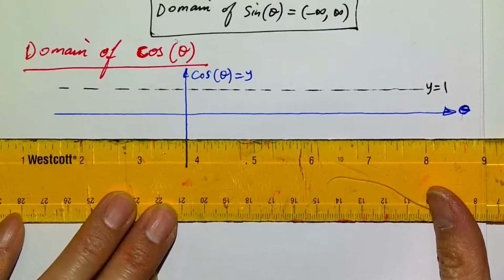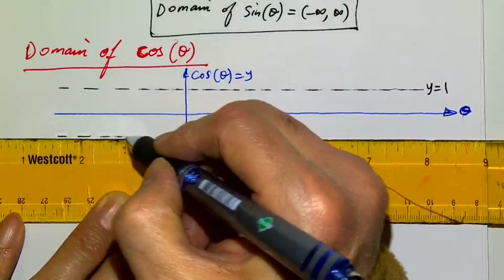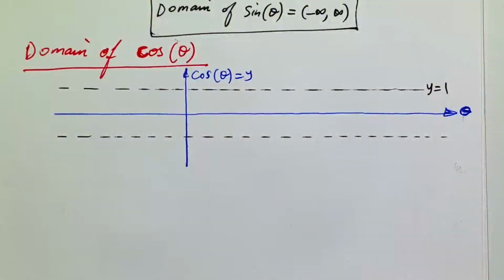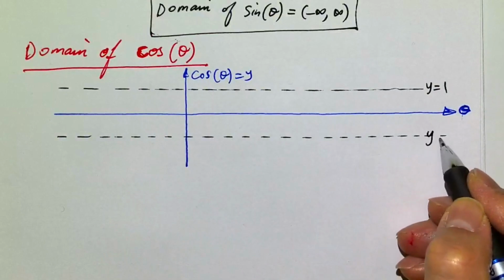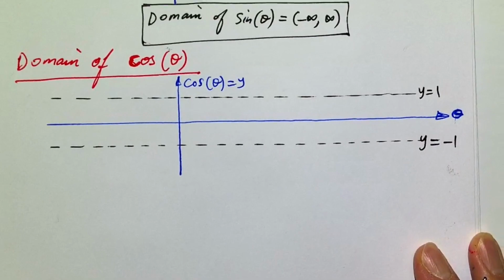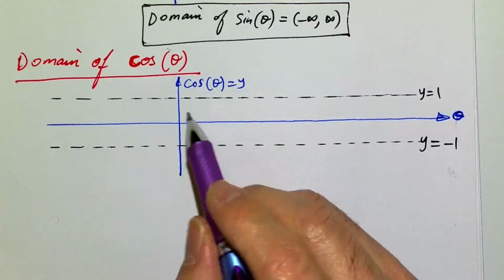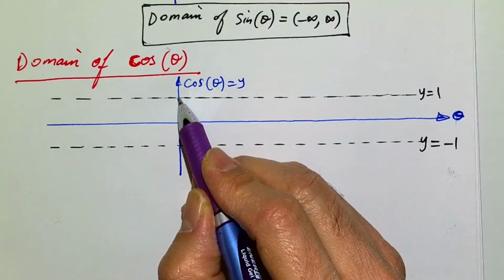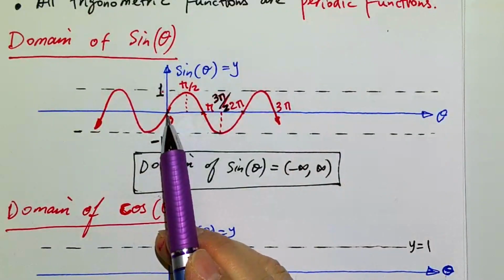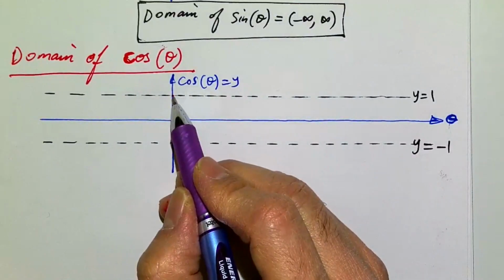And I'm sure you guessed what this other one will be. y equals -1, right? The basic cosine function, just like the sine function, will vary between y equals 1 and y equals -1. But unlike the sine function, the cosine function begins here, at 1, not at 0 like the sine function. It starts at 1. Why? Because cosine of 0 is equal to 1.